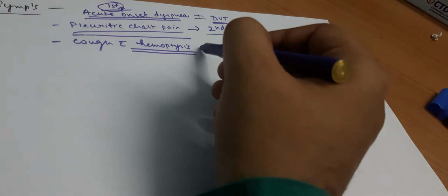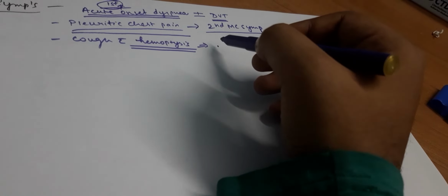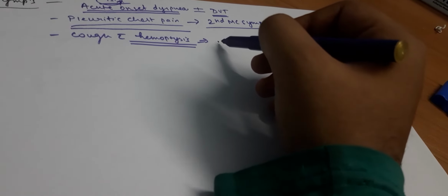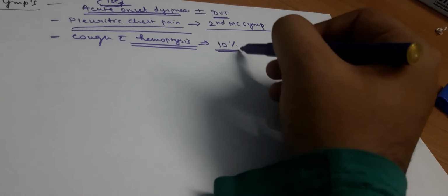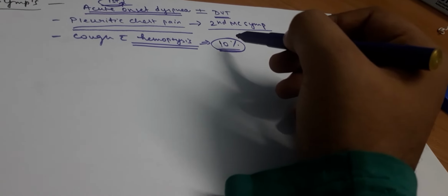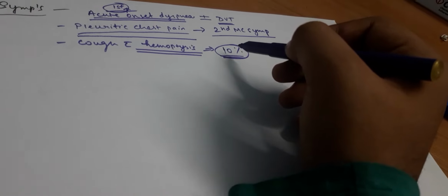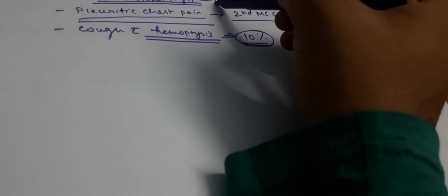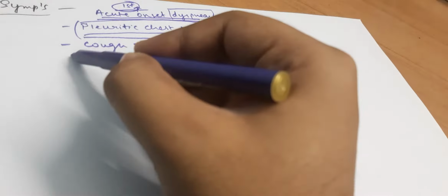So the patient has cough as well as hemoptysis, that is blood in the sputum. In around 10% of the patients of pulmonary embolism, we can see this problem also. But the main important thing that we have to remember is acute onset of the dyspnea and the pleuritic type of chest pain. This is very, very important.